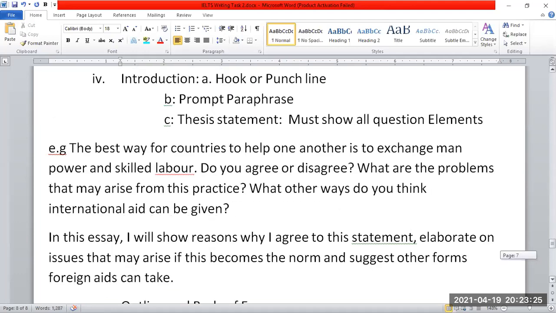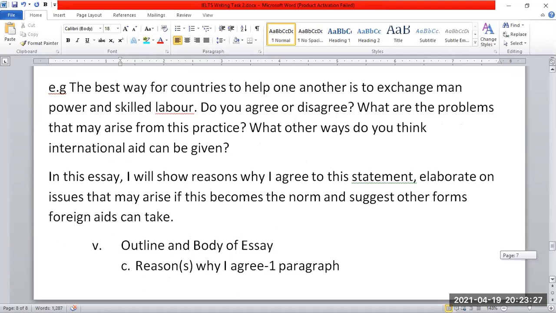You just say, this essay has been able to show reasons why I agree with the statement above, elaborated on the issues that may arise if this was practiced, and suggested other forms of foreign aid. Full stop, and that's all. You have concluded, and there's nobody who will take that up against you. I hope you understand.